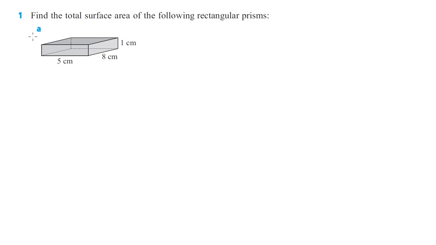Alright, so we'll start with number 1 here. Find the total surface area of the following rectangular prism. So, we've got this rectangular prism here. A couple different routes you can take with this. Let's try this. Let's find the area of, say, the front and back. Okay, and then we'll also find the area of the left and the right. And then we'll need to find the top and the bottom as well. Okay?